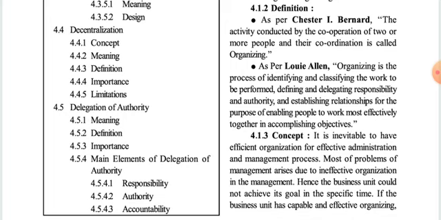But before that, there may be a question in your examination like: explain the meaning and characteristics of organizing. So you have to write the meaning first and then the characteristics. So let us discuss the definition once again. That is the definition of Chester I. Barnard, that the activity conducted by the cooperation of two or more people and their coordination is called organizing. So you may write any one of the definitions from these two and start writing about the characteristics of organizing.